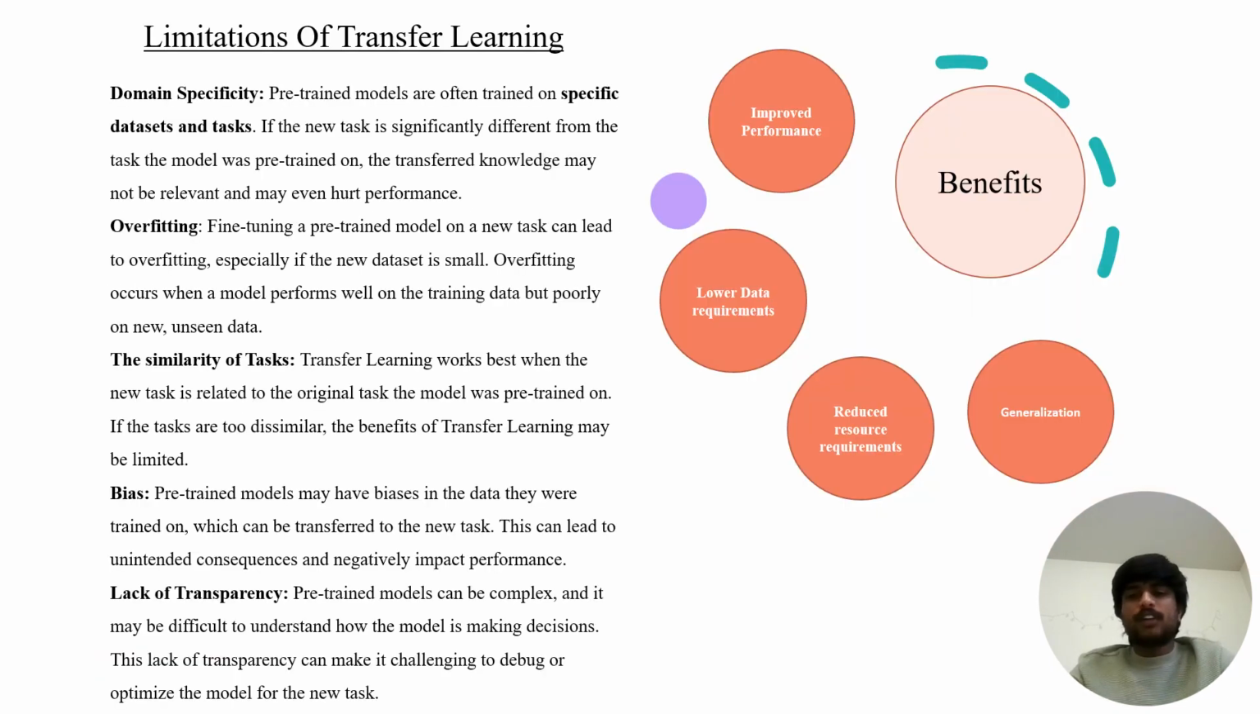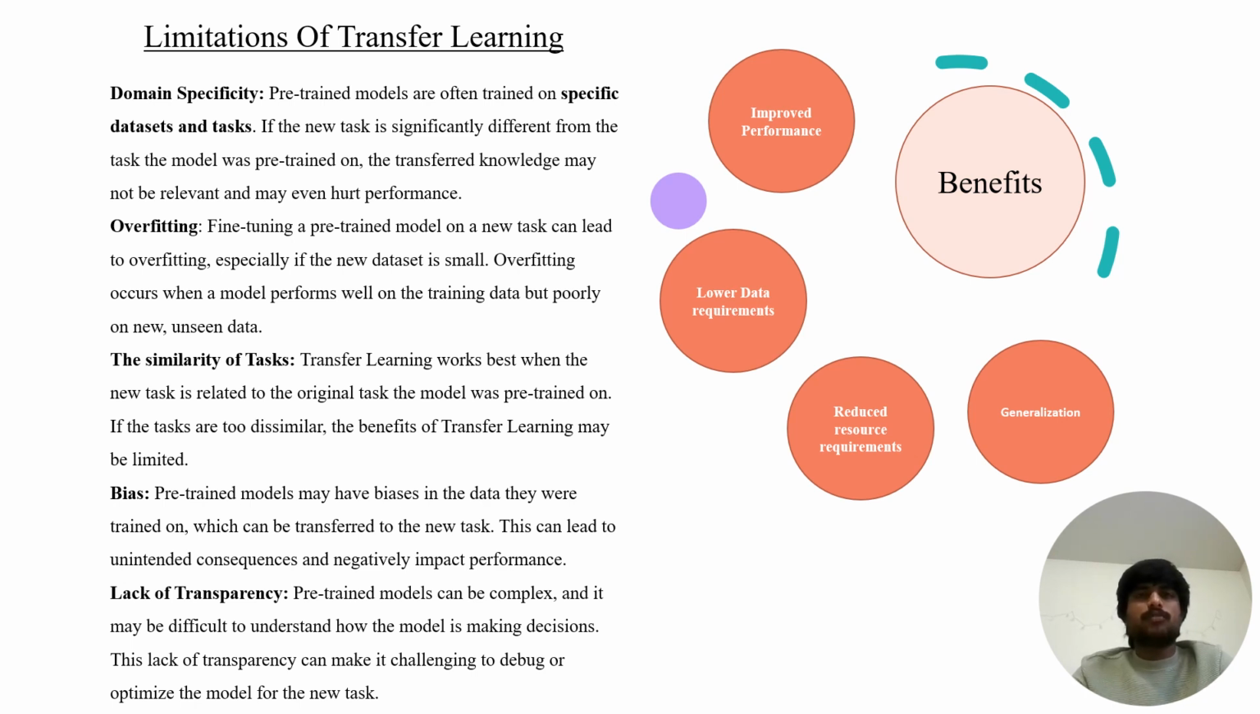For every topic, there will be pros and cons. The benefits of transfer learning are improved performance, lower data requirements, reduced resource requirements, and generalization. There are certain limitations as well for the transfer learning model. First, there is domain specificity.